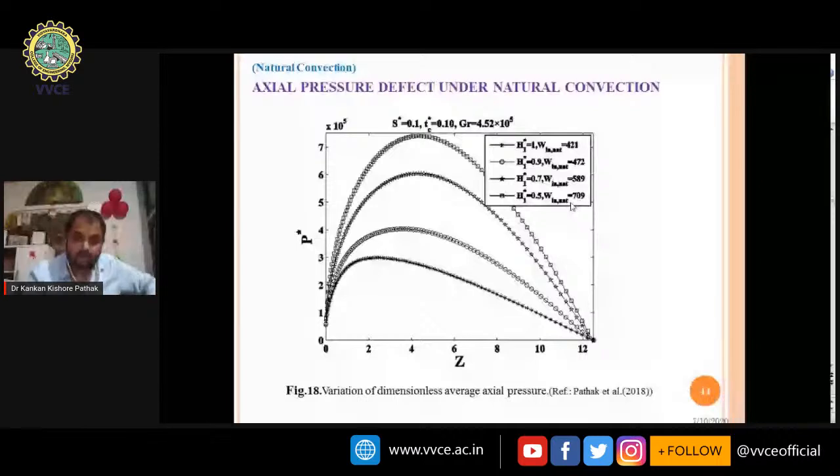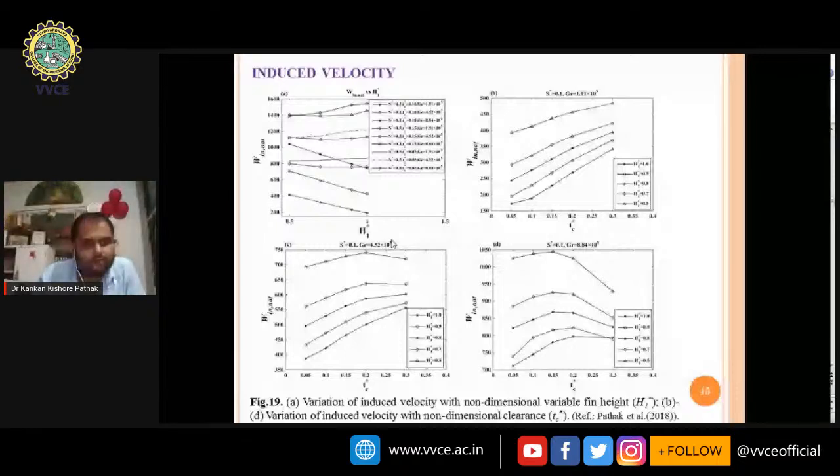Similarly, here you can see in many cases, suppose small fin spacing, it is actually decreasing, because if you consider the lower height, where the Grashof number is low. Here we are choosing the 3 fin spacing, and we are plotting the induced velocity with this non-dimensional variable height. We can see this induced velocity is gradually decreasing, and for the lower and middle Grashof numbers, it attains some minimum value, then again increases, and for higher Grashof number it is always increasing.